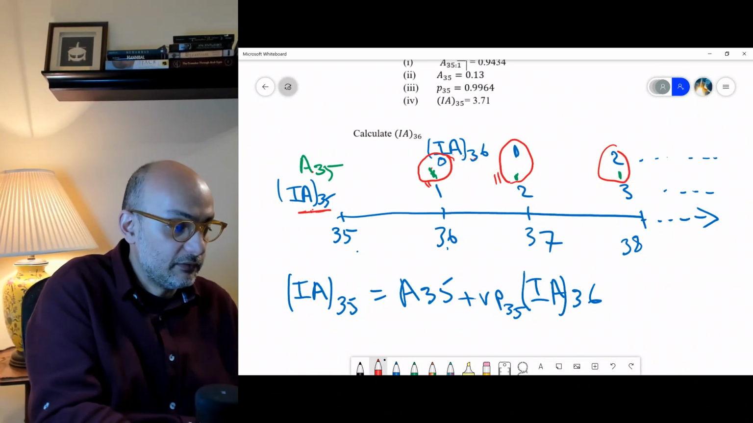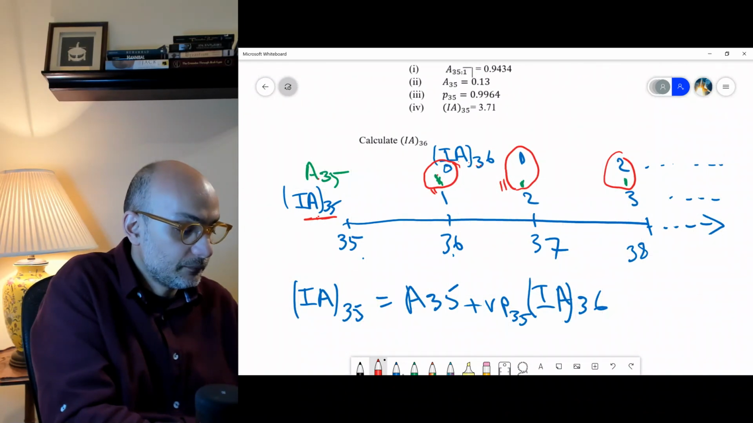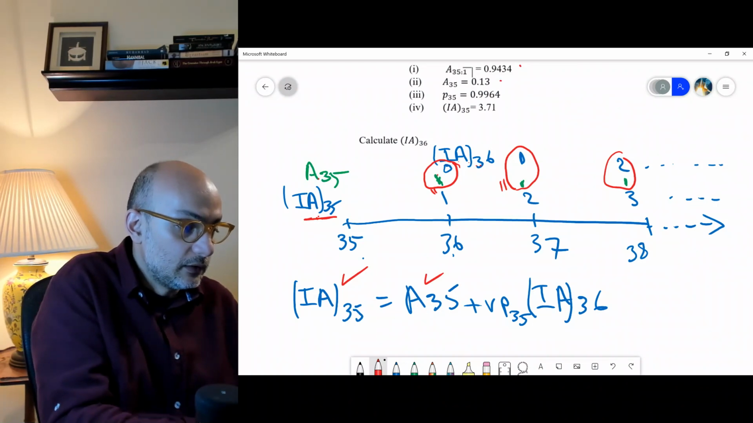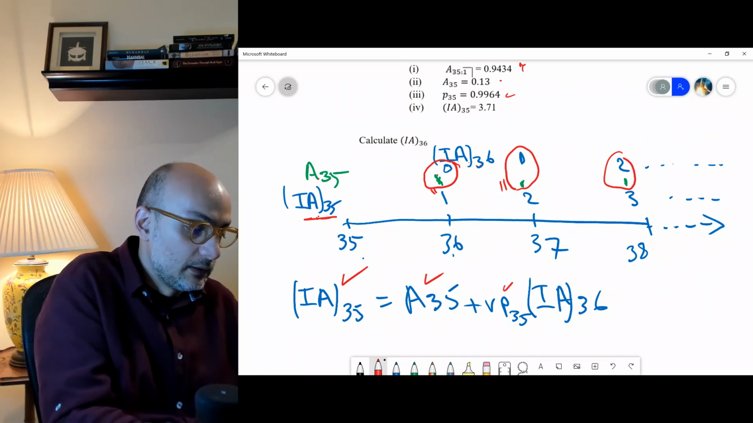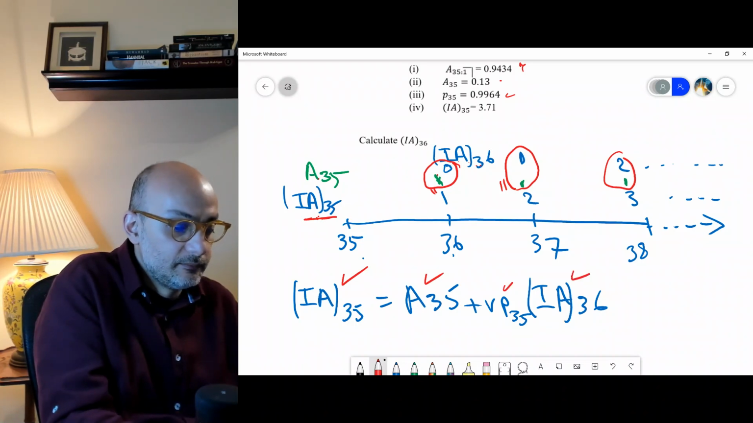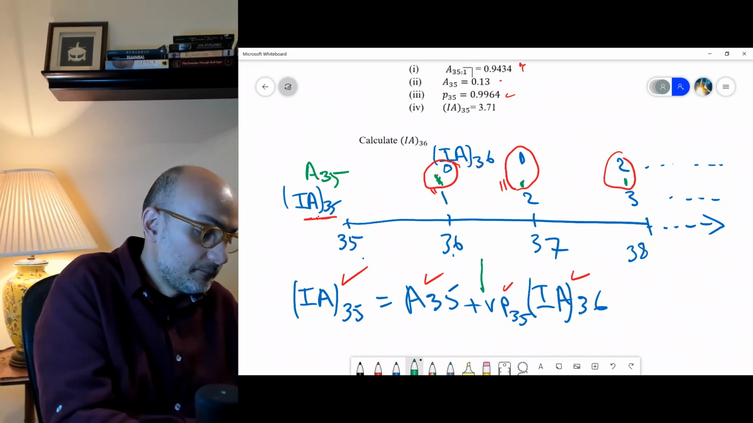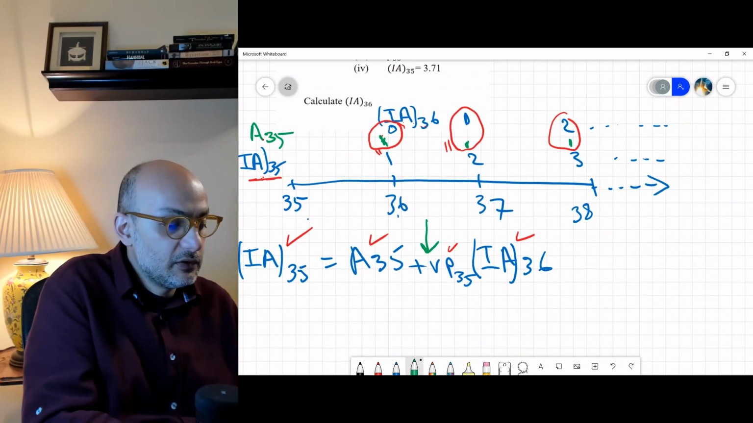So let's see what we have here. What's given to us is this one. Oh, no, you are given this one. We are also given IA36. So what is missing here is this one, v. We need v to solve the question. Let's take v on the side here.